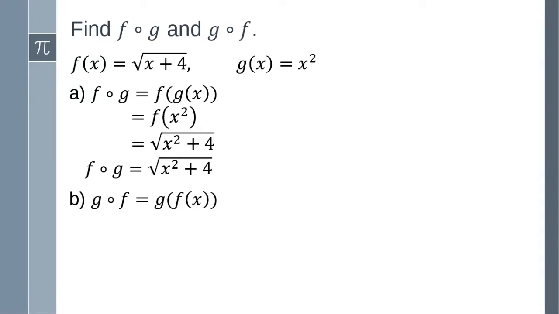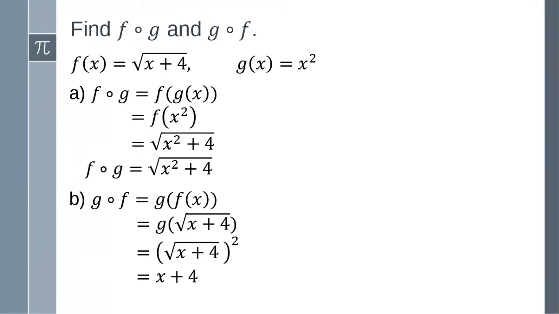Let's look at B. So I can rewrite it as g of f of x, replace the f of x with square root of x plus 4. And so now what we're doing is we're taking what's in the parentheses and finding the function g and replacing it for x. So here we get the square root of x plus 4 squared. The square and the square root will become 1. Or in other words, some students like to say they cancel. And so we end up with x equals x plus 4. So the composition is going to be x plus 4.